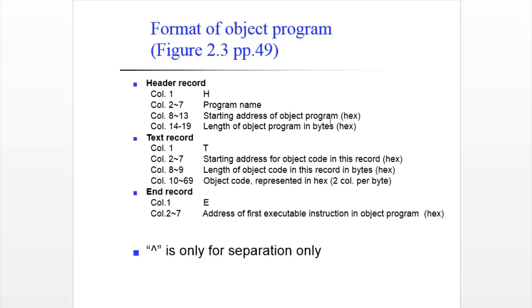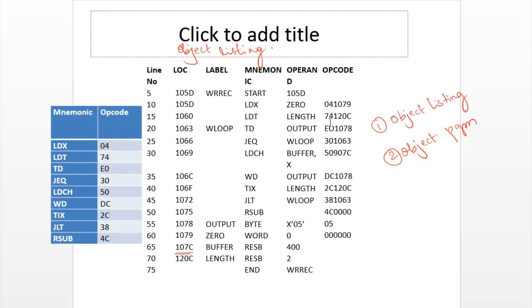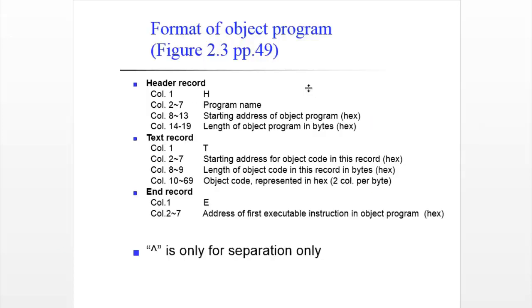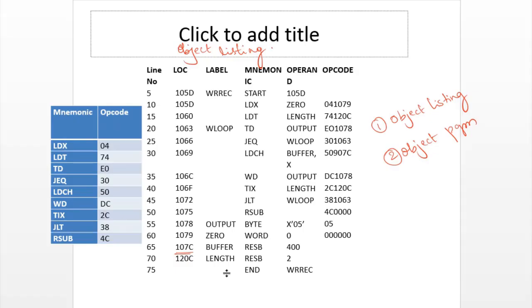After you have converted your program into object code, you also have to specify the starting address. In our program, you might have seen the starting address is 105D. That address has to be mentioned, and you also have to calculate the length of the object program in bytes. That also has to be included in the header record. How to compute the length of the object program? It is very simple. Just find the last address of your program minus the first address of our program.